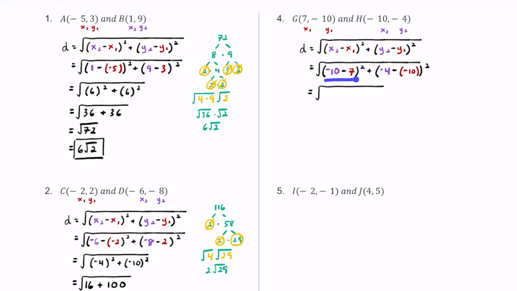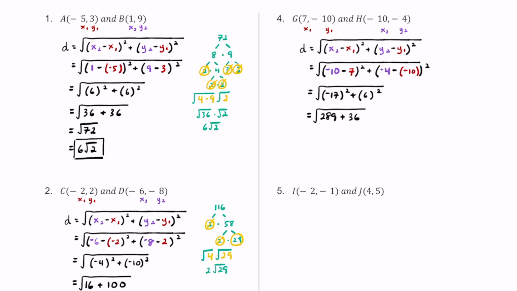Now negative 10 take away 7 is going to be negative 17. So we're going to simplify this to negative 17 squared. And then for the second group of parentheses, negative 4 take away negative 10 is going to be negative 4 plus 10, and that's going to be positive 6. So we're going to get 6 squared. All right, now negative 17 squared is going to be positive 289, and then 6 squared is going to be positive 36. So we have 289 plus 36.